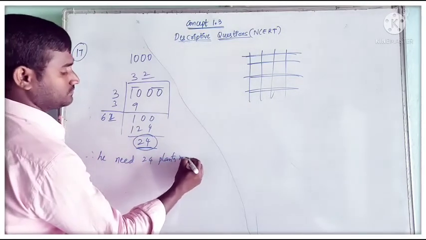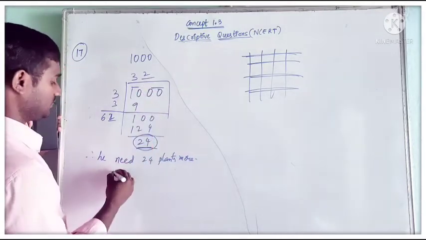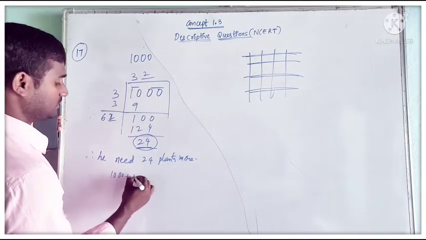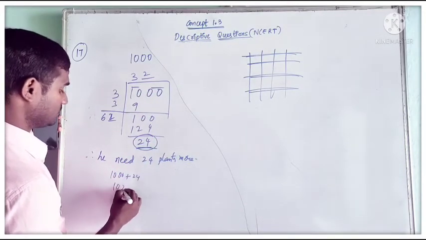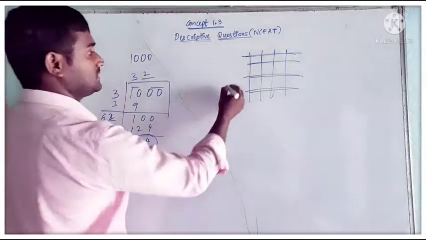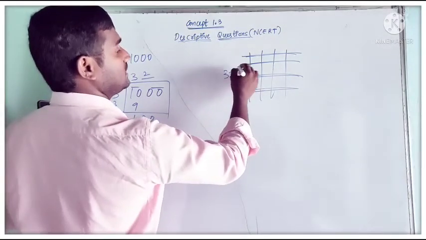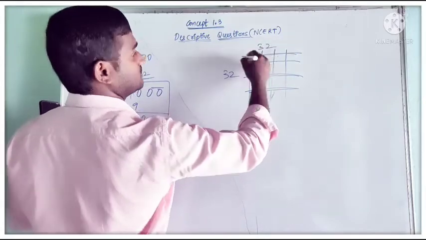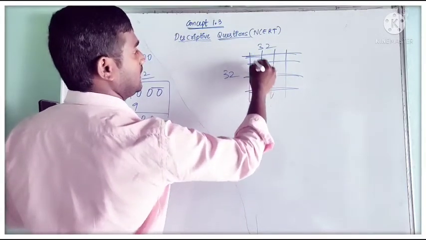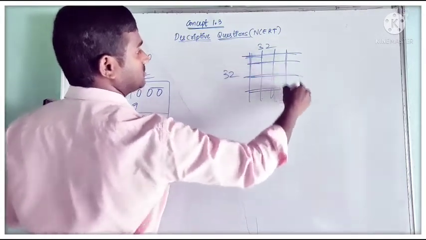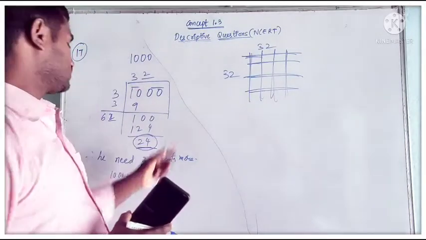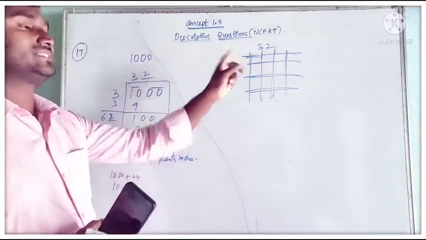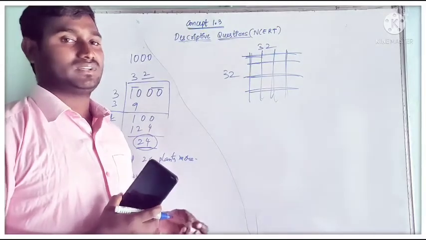If you add 24, it becomes 1000 plus 24 equal to 1024. So 1024 means he needs to have 32 rows and 32 columns. These are the 32 rows and these are the 32 columns. If they arrange in these columns, these 1024 are exactly enough for that.